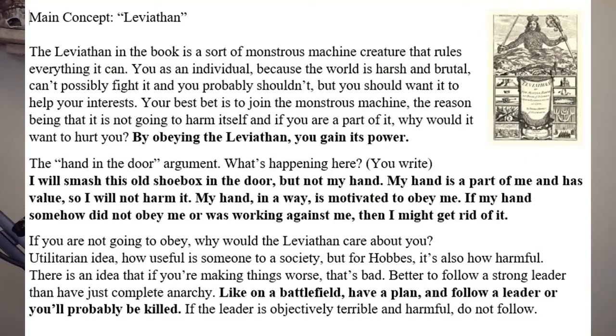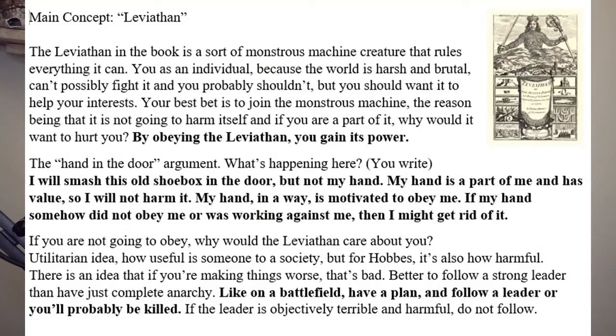So let's get back to the Leviathan, again, written in 1651. The Leviathan is a book about a sort of monstrous machine creature that rules everything it possibly can. You, as an individual, because the world is harsh and brutal, can't possibly fight it. And you probably shouldn't. But you should want that Leviathan to help your interests.